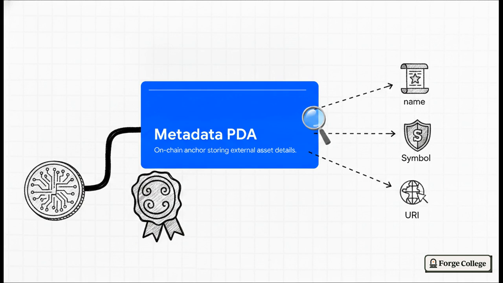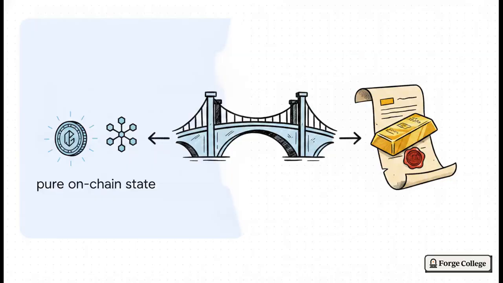Think of it this way. If the token itself is a priceless piece of artwork, the PDA is that little brass informational plaque sitting next to it in the museum. It acts as a structured, on-chain anchor storing all the external asset details, like the name, the symbol, and the all-important URI.